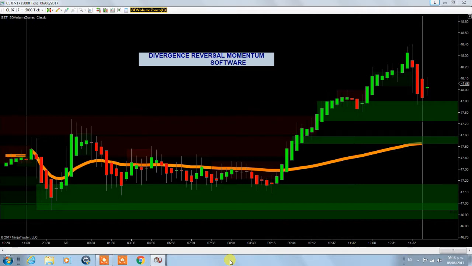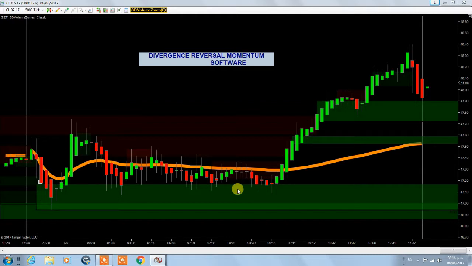Today we're going to analyze the Nasdaq and the crude oil. That's the market that we mainly trade with the divergence reversal momentum software. Okay, so we're going to start with the crude oil in the 5,000 tick chart. So it gives you a glance of what the market is doing. We can see support and resistance and consolidation in a better way.